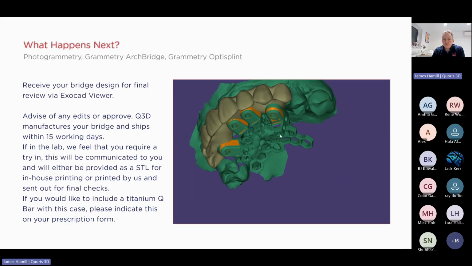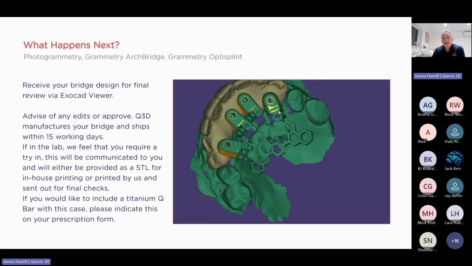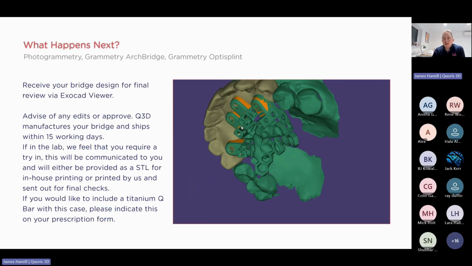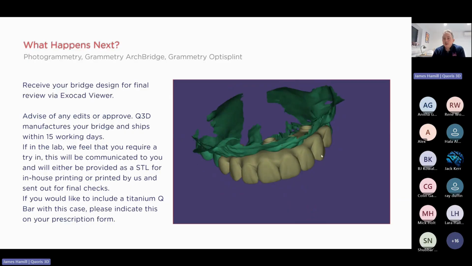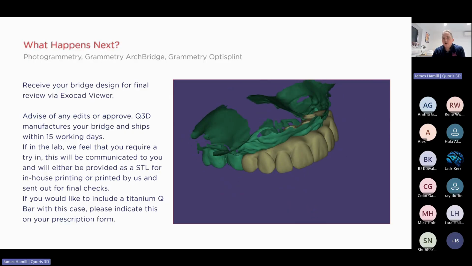That will be done within 15 days. Or if you want to have a try-in interim stage, that's also no problem. You just need to let us know, and we have 2 options. We will either print that and send it out to you, or if you have in-house printing facilities, we will send you the STL, and you can print it in-house to verify that everything looks okay exactly as it has been designed. Also at this point, you can decide to add a titanium bar inside the bridge, which we call the Q bar.